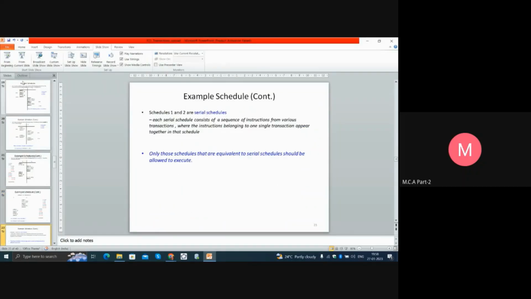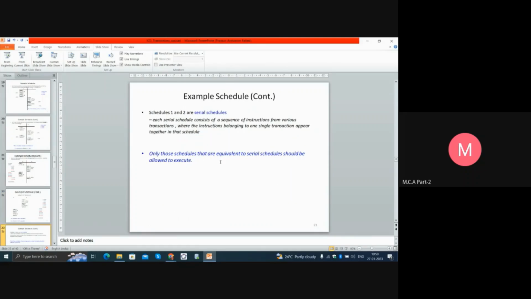Just as a wrap up, each serial schedule consists of a sequence of instructions from various transactions where the instructions belonging to one single transaction appear together in that schedule. So that's what we looked at, and this becomes a serial schedule. That's just to look at an example of a serial schedule.